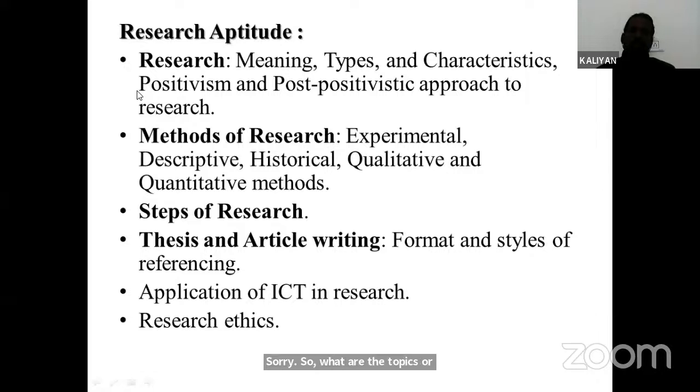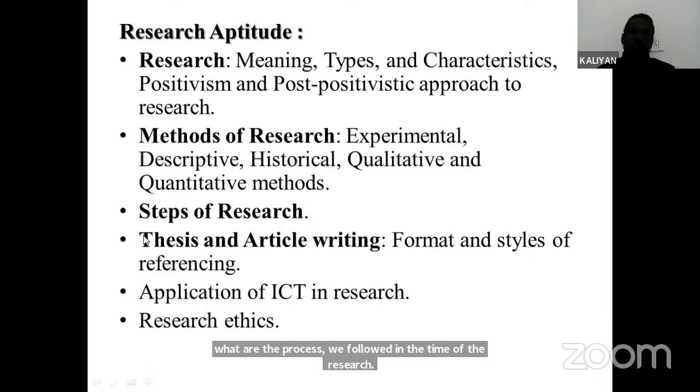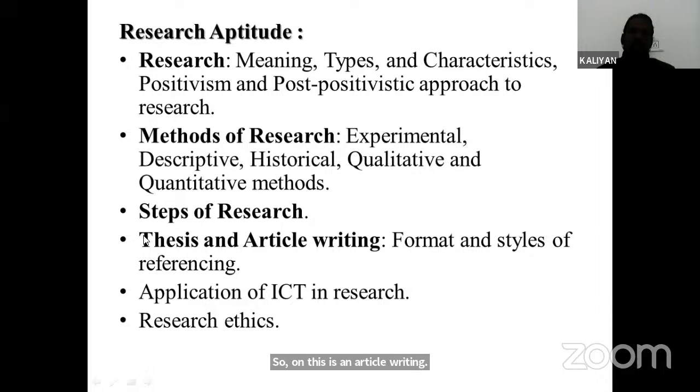What are the topics or subtopics in research aptitude? There are research meaning, types, characteristics, positivism and the positivist approach to research. Second, methods of research; there are various types of research methods, so we look at them one by one. Then steps of research, the process we follow at the time of research. Then thesis and article writing, where we use various formats, styles and references, which change based on university norms and rules. Then applications of ICT in research and research ethics. These are the major topics in research aptitude.